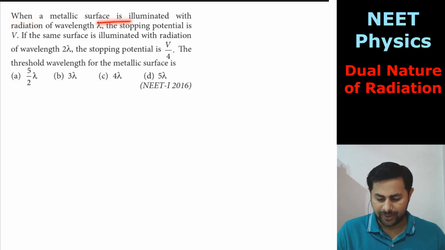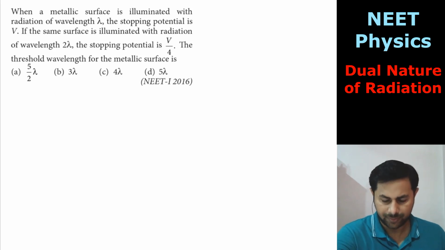When a metallic surface is illuminated with radiation of wavelength lambda, the stopping potential is V. If same surface is illuminated with radiation of wavelength 2 lambda, the stopping potential is V by 4. The threshold wavelength of the metallic surface is. So problem is simple, right? Alright, tell me.